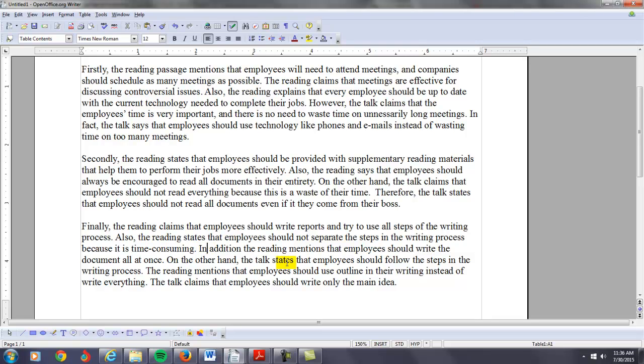Yeah, there's one more correction I want to put in here with this sentence here. Say, in addition, the reading mentions that employees should write the document all at once. Right? I think that you said should write all the documents all at once, but I would just say here should write the document all at once, right? Without following the steps in the writing process. That seems to be the main thing there.